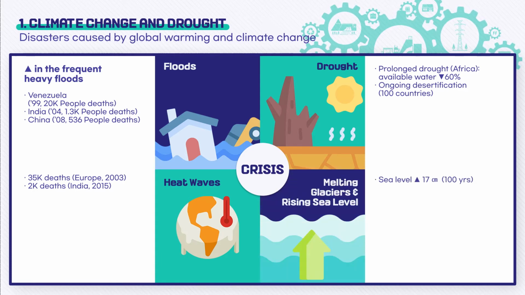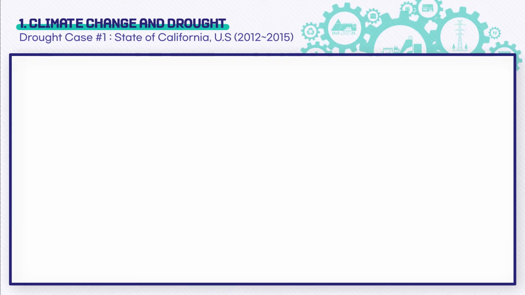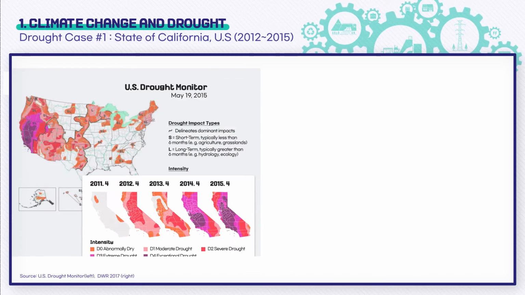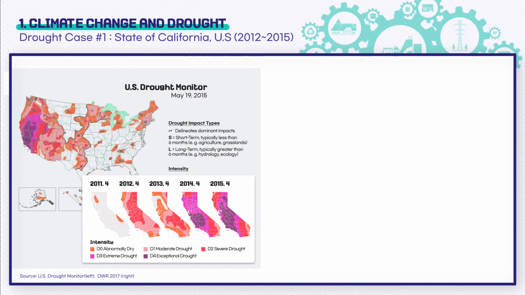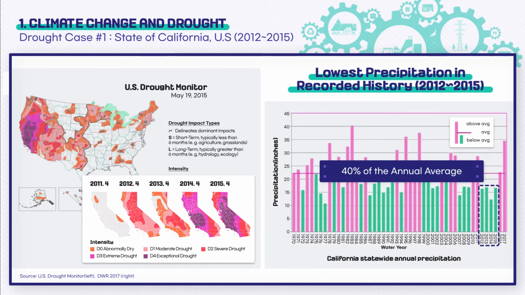Extreme heat waves across Europe and in India have resulted in massive losses of human life. Another example of global warming is the melting of the polar ice caps. Over the past 100 years, the sea level has risen by 17 centimeters, which is approximately 0.3 centimeters each year. As severe droughts are occurring all over the world due to climate change, let's take a look at an overseas case. The prolonged drought from 2012 to 2015 in the state of California, U.S., was the lowest precipitation level recorded in history. The total precipitation amount was only 40% of the annual average precipitation.